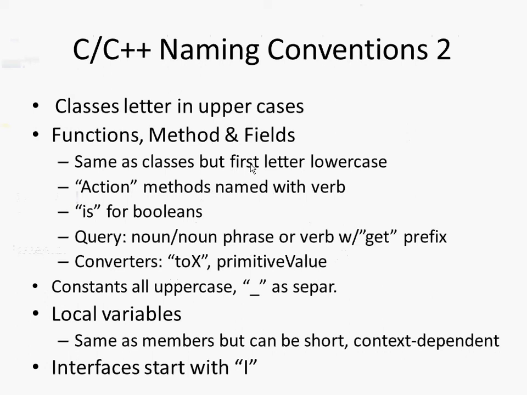An action method should be named with a verb. Process proceeds. Check file consistency. Send file to home office, what have you. Is for booleans, as we've talked about.